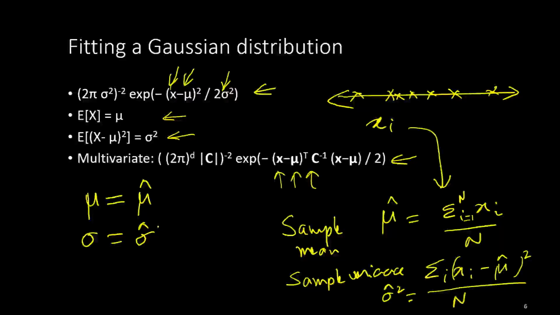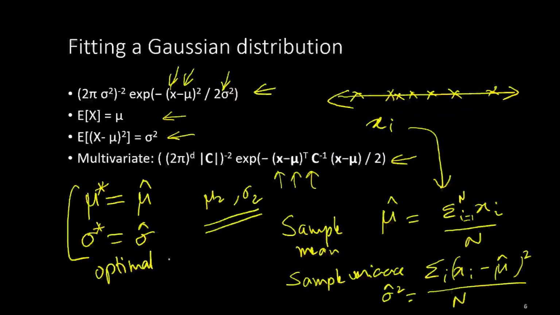I will put a star here, because a star means these are optimal in some sense. It's a notation that we often use. If we use any other mu2 and sigma2, the likelihood of the given data is going to be lower than if we use sigma star and mu star. These are optimal in the sense of maximizing data likelihood.